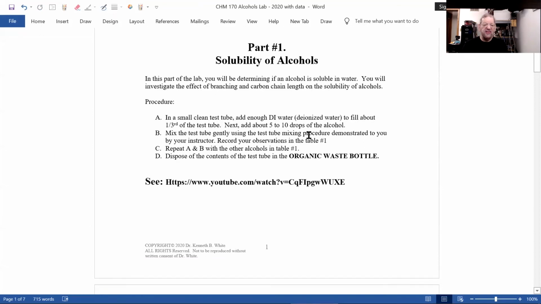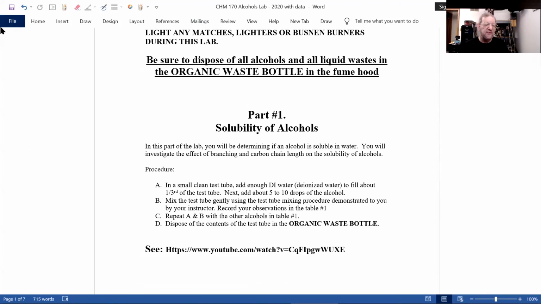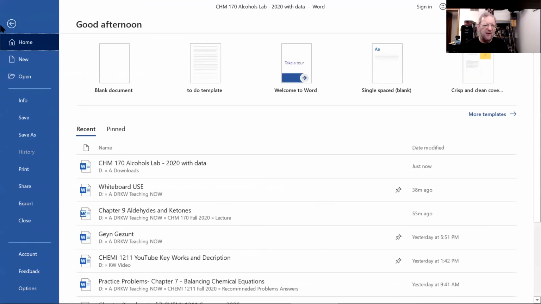Now, the first thing, and what I've done in these labs, if we were at ECC, is have you do some very important hands-on work for alcohols. And the first one is solubility of alcohols. You'll determine the effect of branching and carbon length on solubility of alcohols.